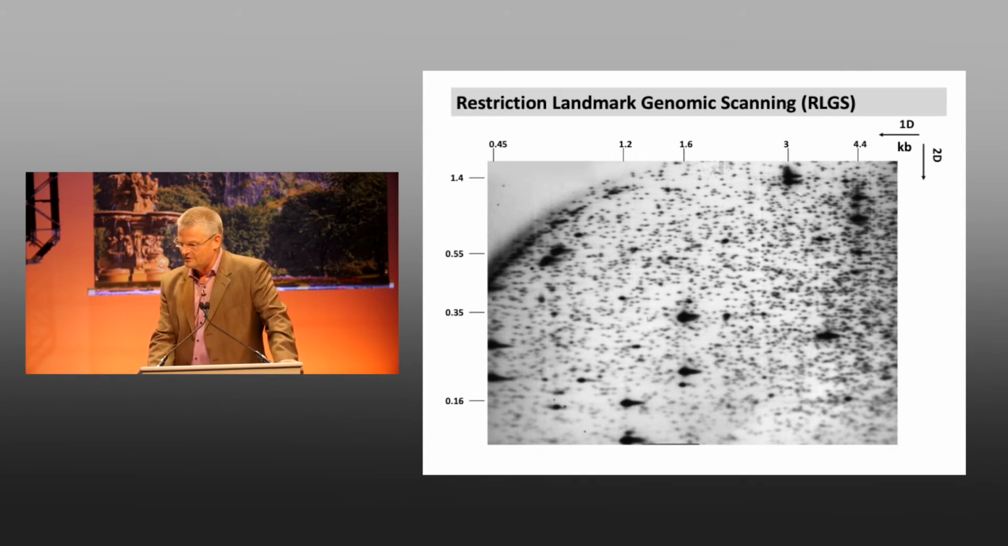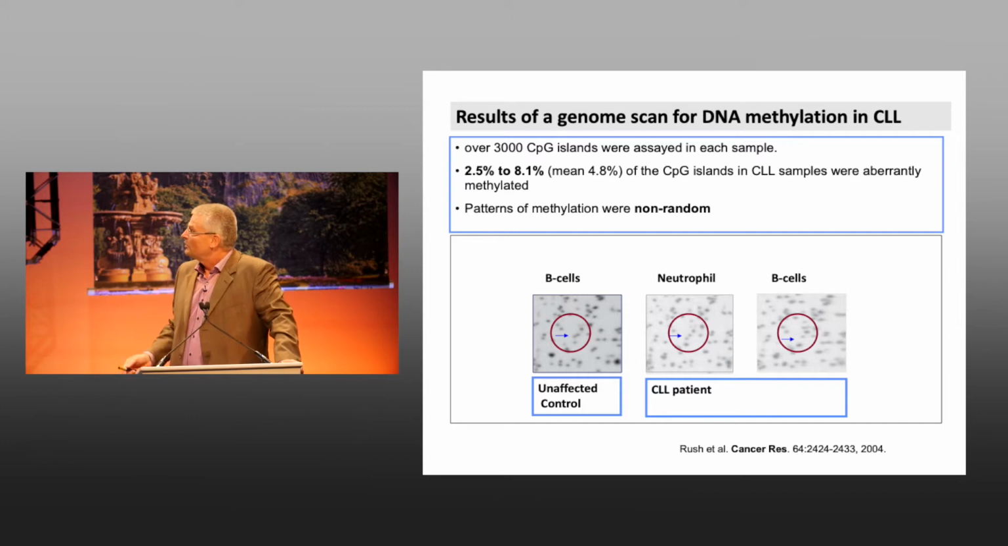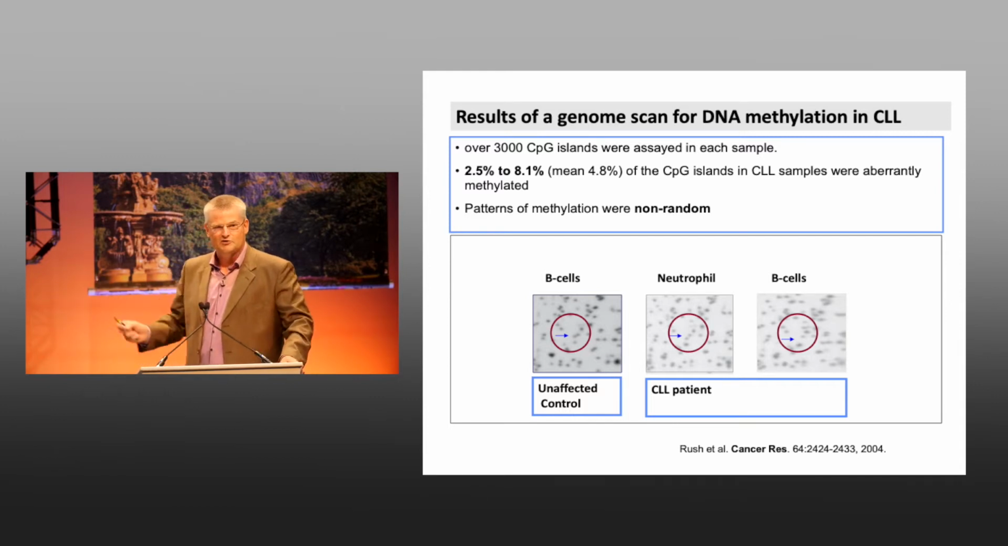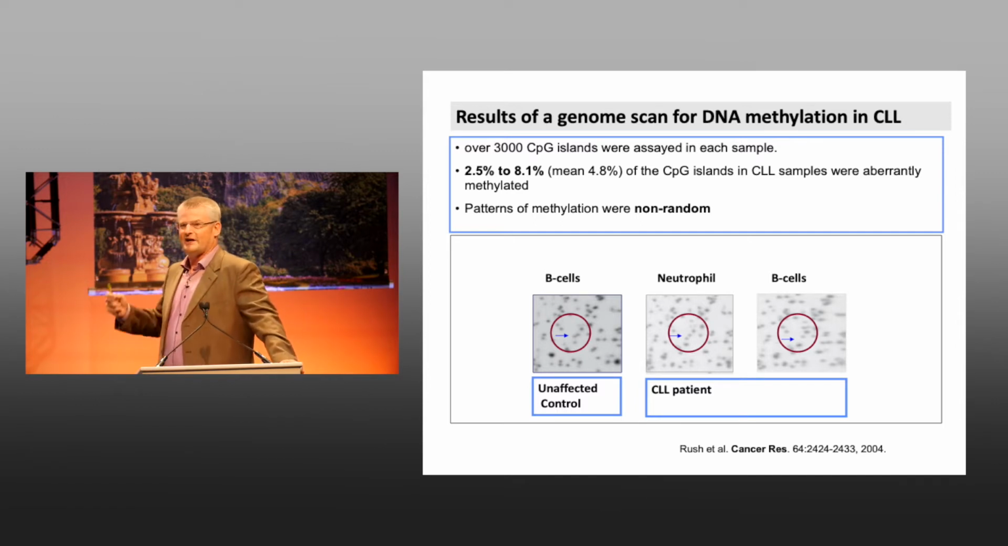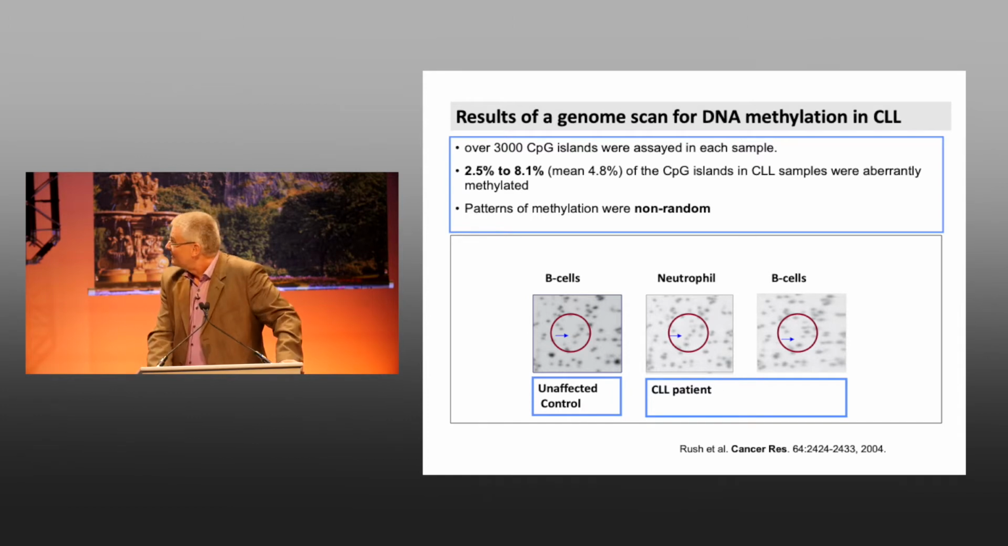And I will introduce you slowly to this. What happens is these RLGS patterns can be analyzed by overlaying profiles and looking for differences in the spots. This was the job, of course, of the graduate students that were very happy to do this work. Today, you would do this, of course, automated with computer software and so on. However, the technology was incredibly powerful in identifying genes that are methylated in the CLL genome.